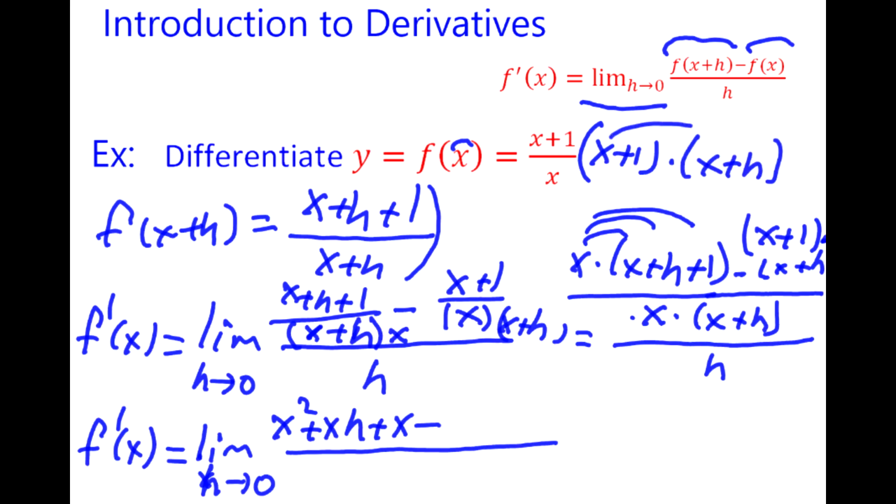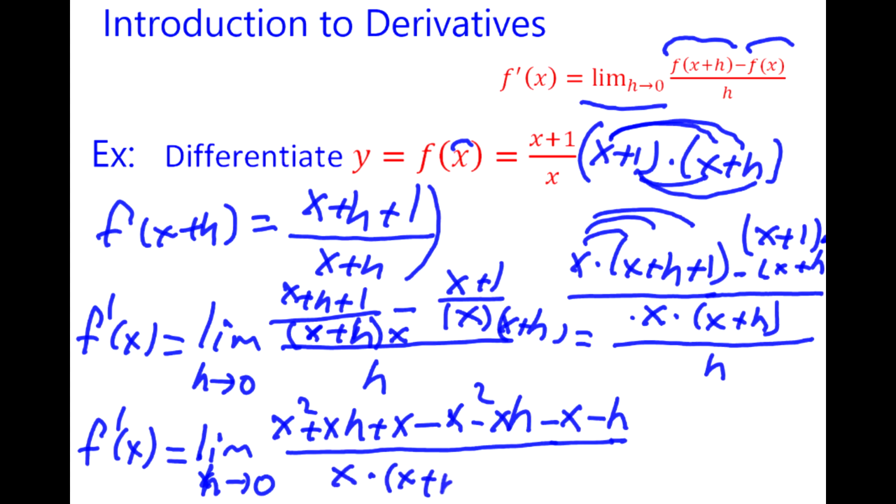So if you distribute this, x times x, which is x squared, right? And then x times h, because of that minus, it's going to be negative xh. And then 1 times x is x, but it's going to be negative x here. And then the same thing, 1 times h, which is negative h here, guys. And in the denominator part, we're going to have x times x plus h, and also we have h here. That h comes over here, guys.